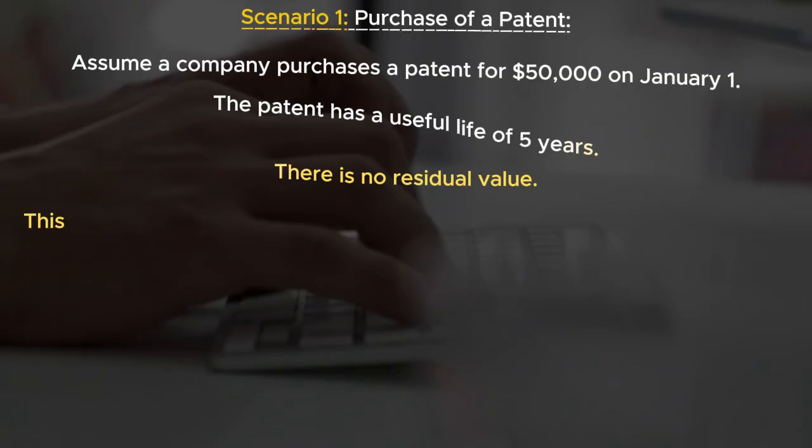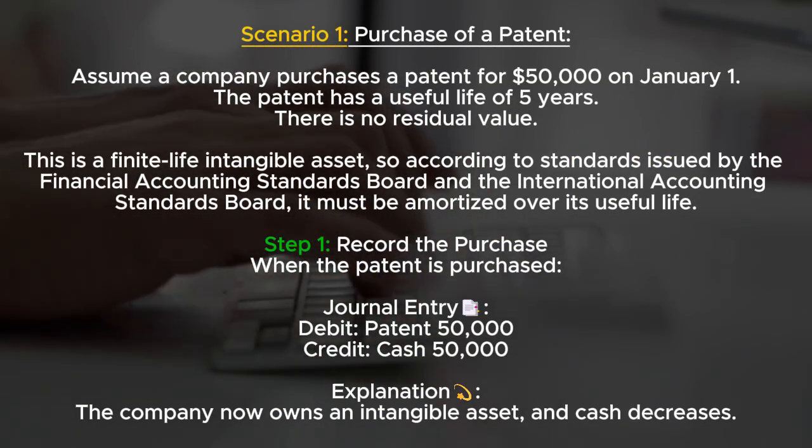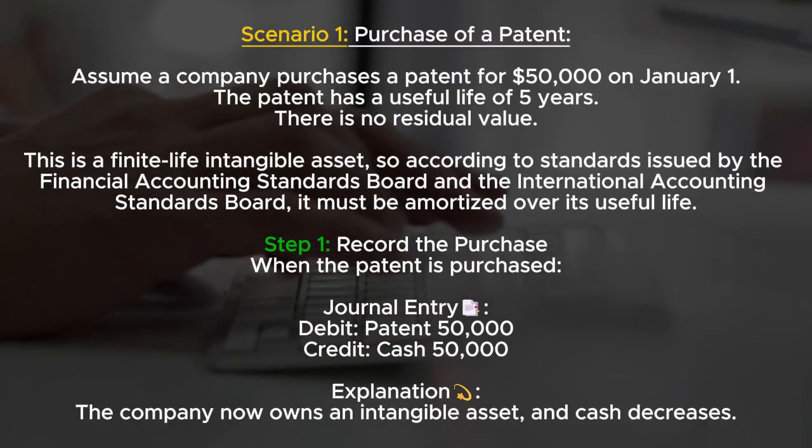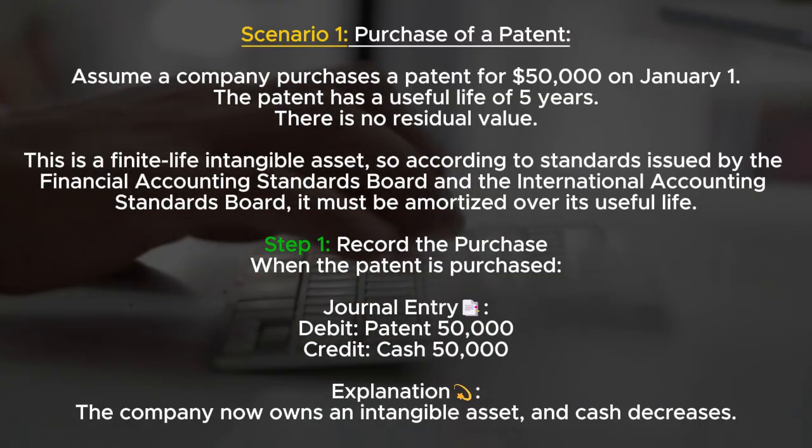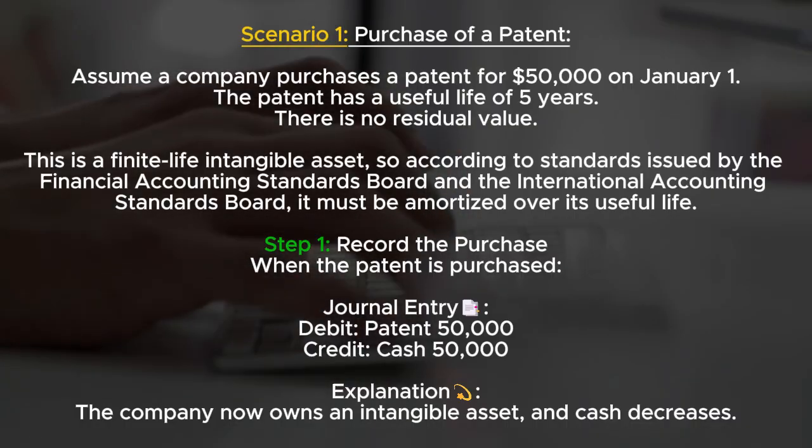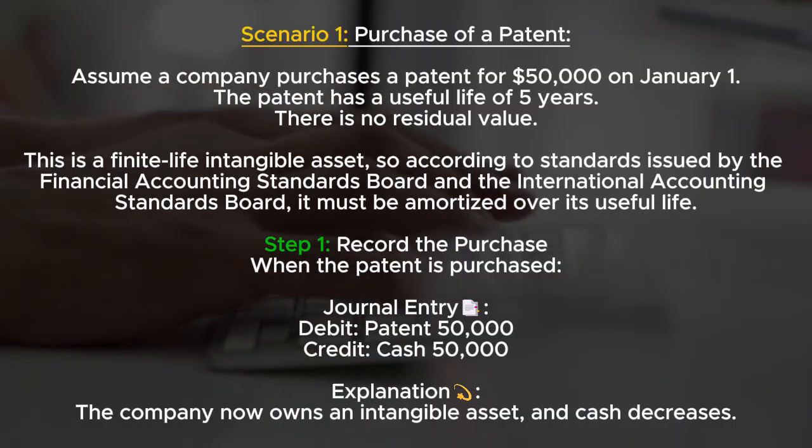Let's begin. Scenario 1. Purchase of a patent. Assume a company purchases a patent for $50,000 on January 1st. The patent has a useful life of 5 years. There is no residual value. This is a finite life intangible asset, so according to standards issued by the Financial Accounting Standards Board and the International Accounting Standards Board, it must be amortized over its useful life.